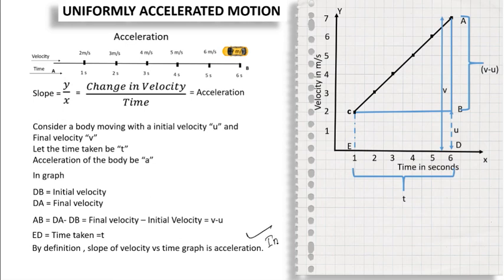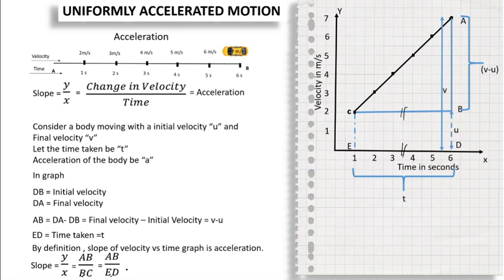This is a very important step, right? You have to write slope is equal to y by x. And what is y? AB. And what is x? x is BC. So you can see AB divided by BC is the slope of this graph, right? And what is AB equal to? AB is equal to V minus U, isn't it? And AB divided by BC, where BC is nothing but ED.